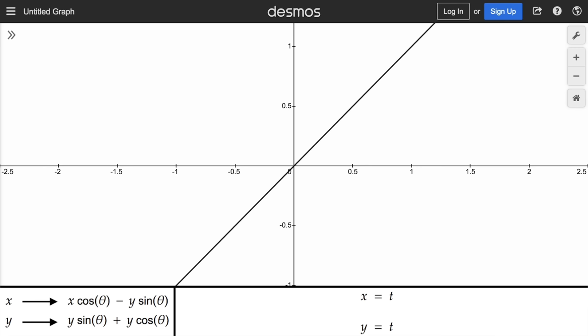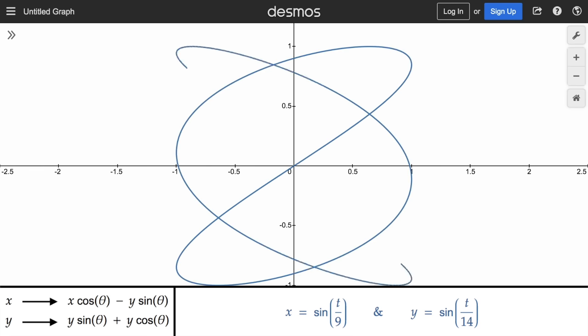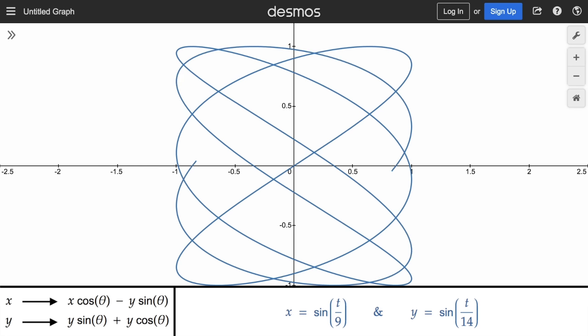And so you might say, well, that's just dumb. Why would we do that? And yes, but that was a simple example. It can get more complicated. Try this. x equals sine of t over 9 and y equals sine of t over 14. What does this look like? Well, you can plug in any value for t, and it'll give you a single point on the graph. So all we have to do is plug in a bunch of values, connect the points up, and the graph just draws itself. Amazing!